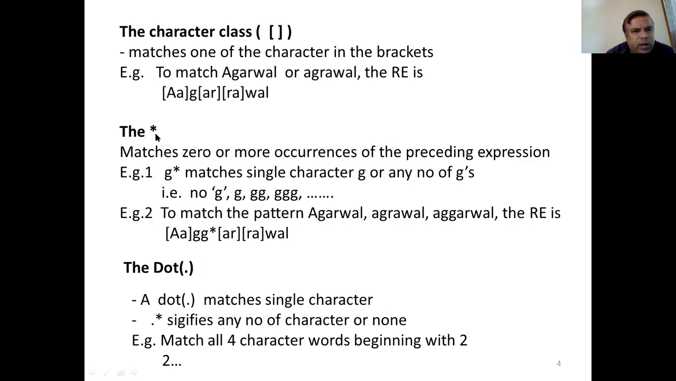The next meta character, the star, matches 0 or more occurrences of the preceding character or expression. Example 1, G star. This will match the single character G or any number of G's. That is, it matches no G, a single G, or 2 G's or 3 G's, and so on. Another example, to match the pattern Agrawal, the regular expression is, so see the first character in all the three names. Here capital A is there, small a, and here small a. So we have to match either capital A or small a. Use the character class or square bracket to match either small a or capital A. Then G.